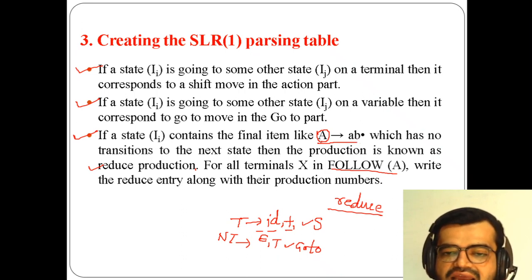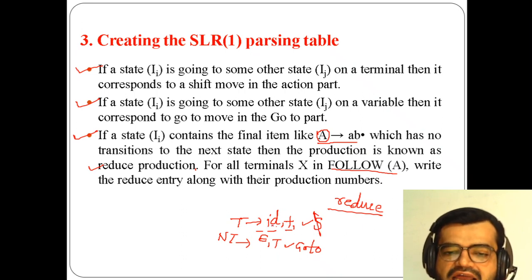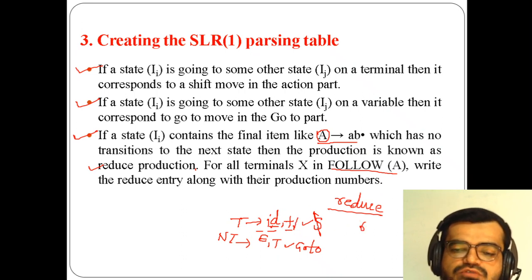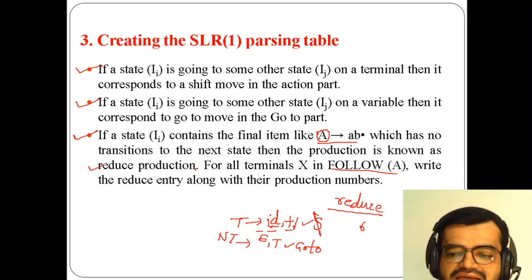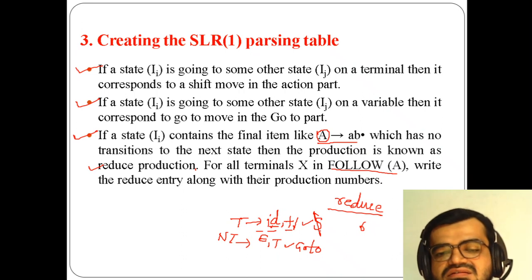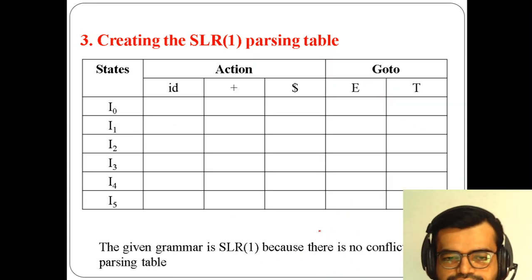For example, if this is my final item, A → AB dot, now what I have to do is compute follow of A. Suppose follow of A contains terminals, for example ID, plus and dollar. For example, if it follows ID only, then you have to use the reduce operation on ID only. You shouldn't use it for plus and you shouldn't use it for dollar. That means you are decreasing the number of reduce entries, and because of that conflicts get reduced. That's a very important point which you need to know.